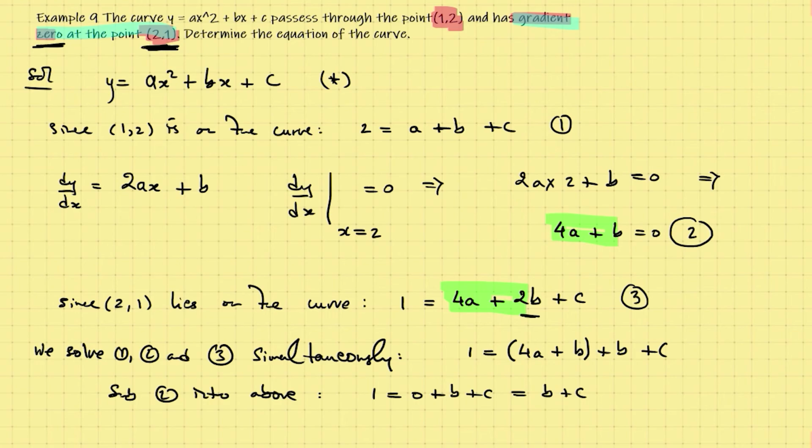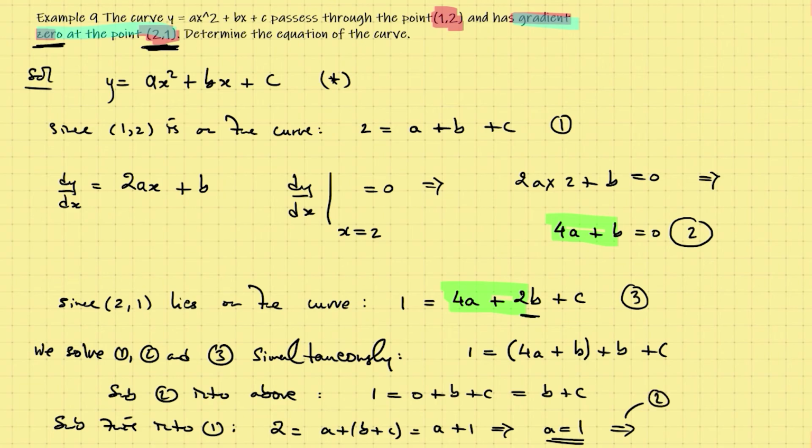But I can now go to my equation 1, right? So I could sub this into 1. When I sub that into 1, I get 2 is equal to a plus b plus c, which is equal to, because I can put a bracket around here, a plus 1, which tells me a is nothing other than 1. But since I know what a is, I can use equation 2 to say what b is. b is going to be minus 4a, which is now going to be minus 4. So I've also worked out what b is.